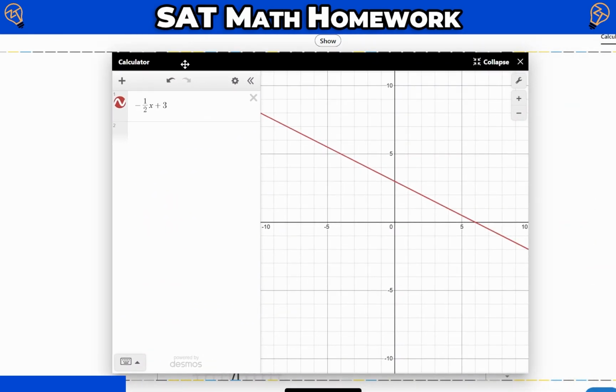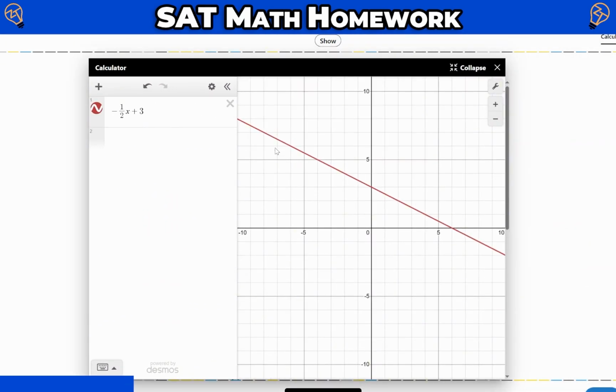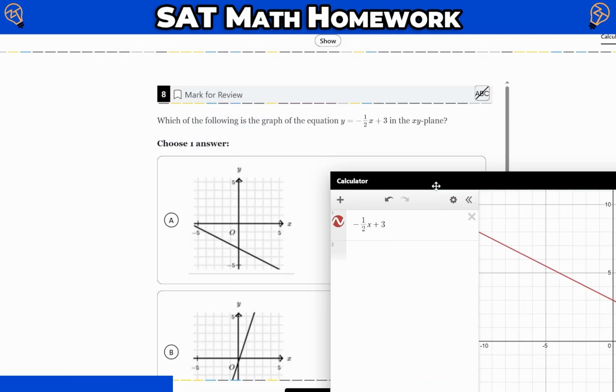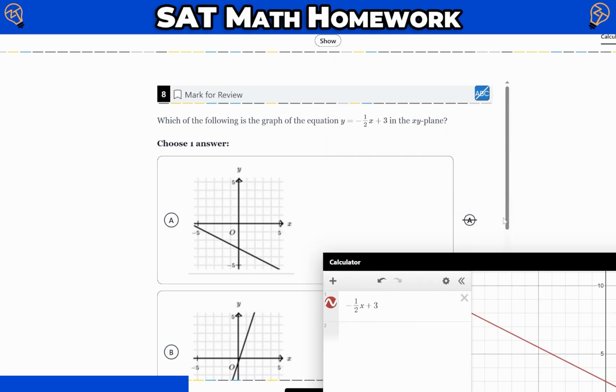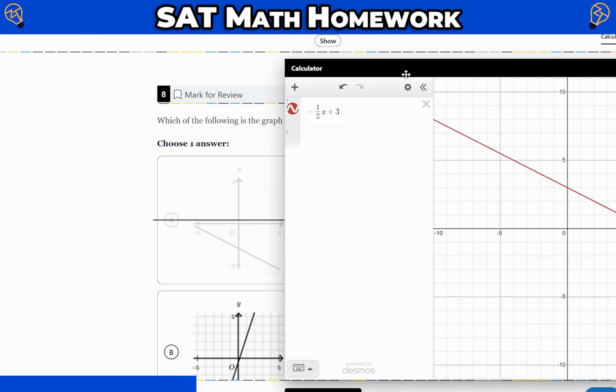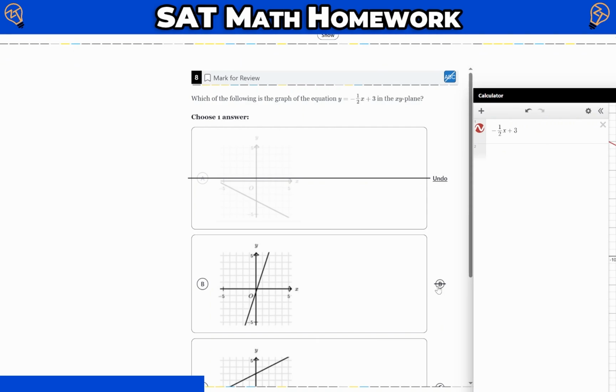Well, you can see that it looks like the graph really goes in this negative direction because it's a negative slope. And it goes through quadrants 1, 2, and 4. So let's look for one that looks just like that. And we could do some process of elimination here. We can see that A does not look like this. It's too low. Option B looks really nothing like it.